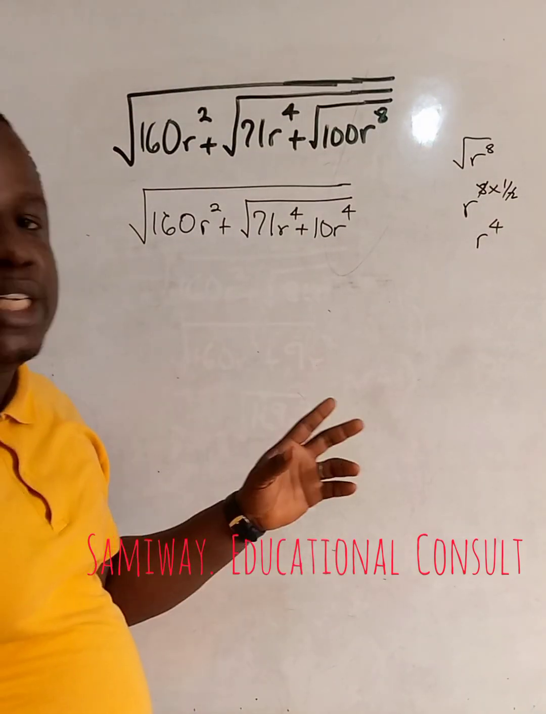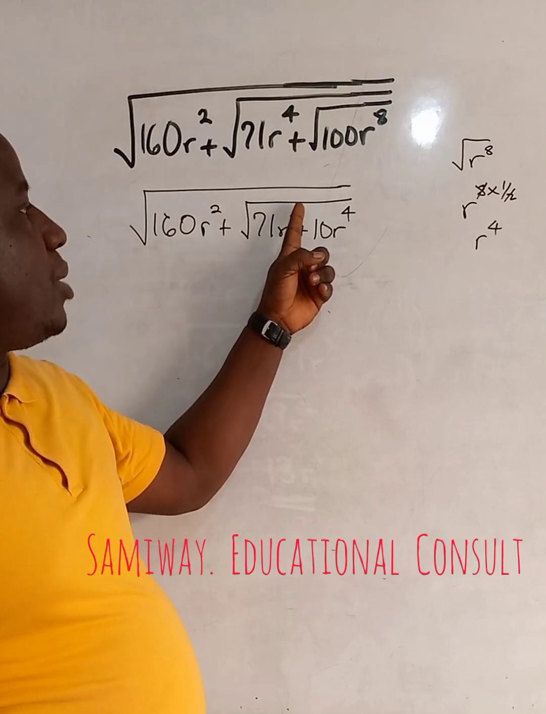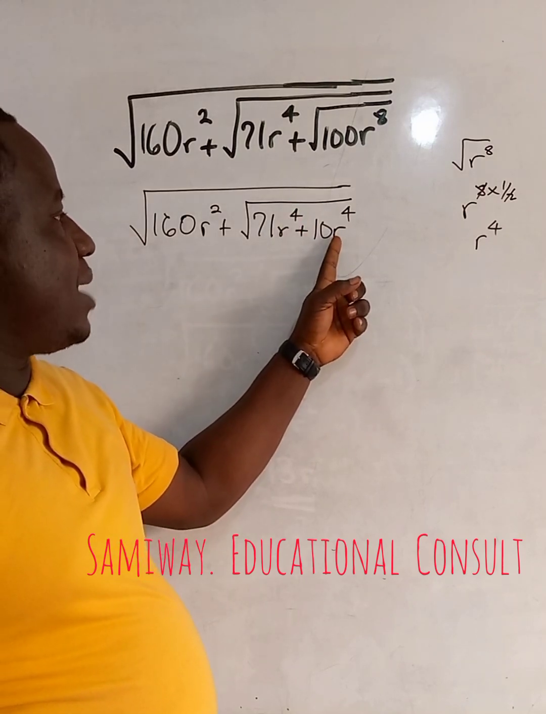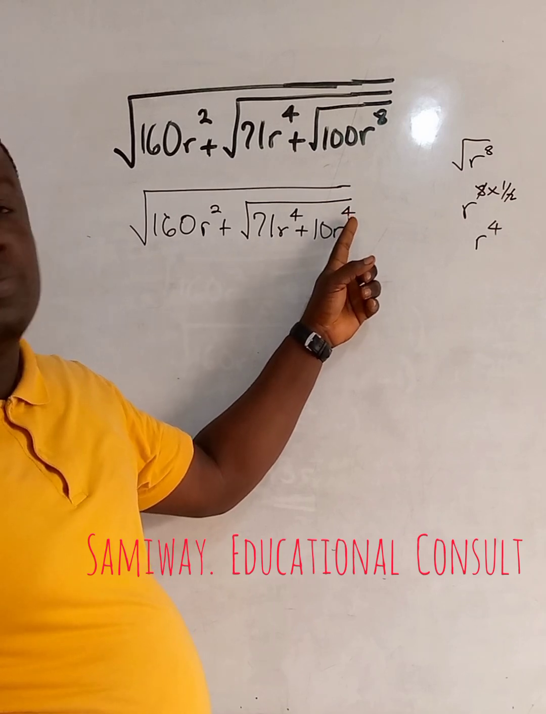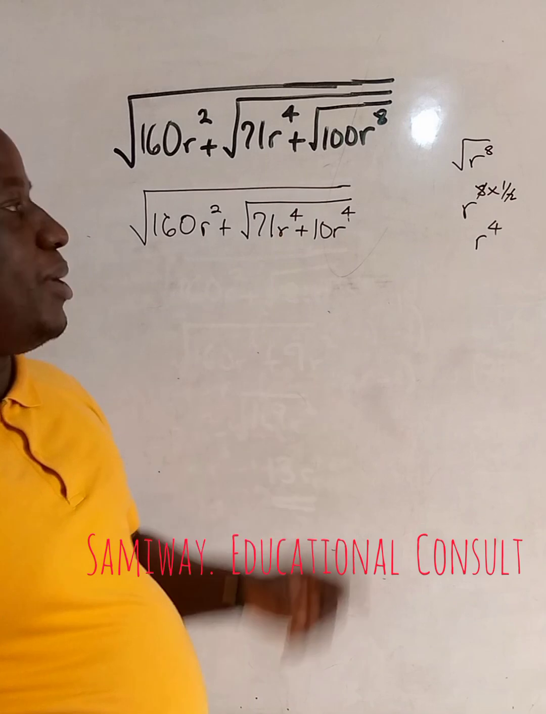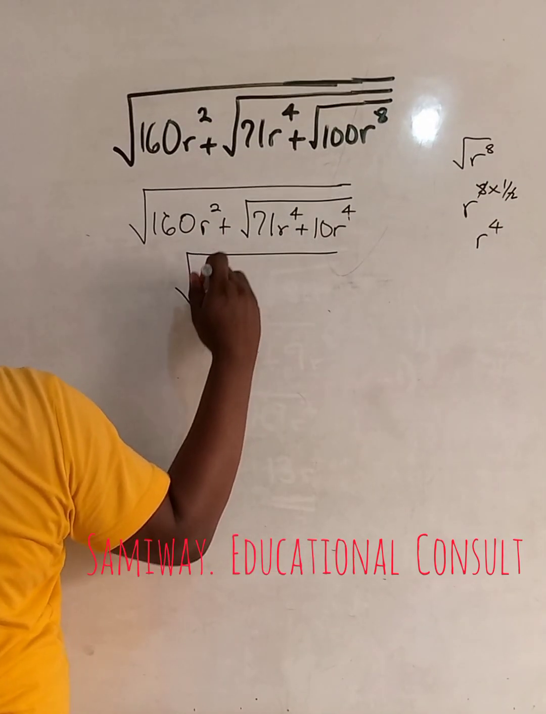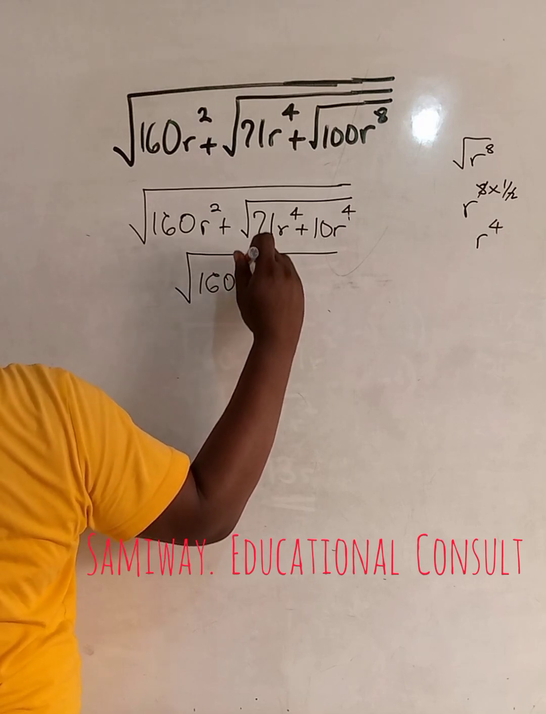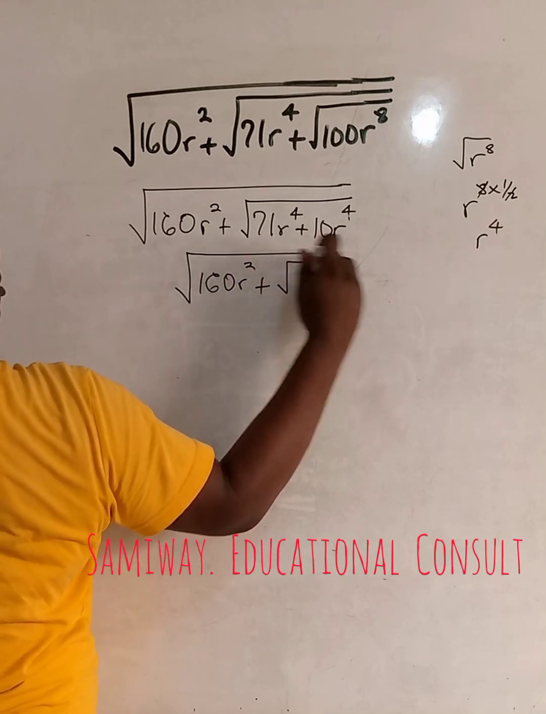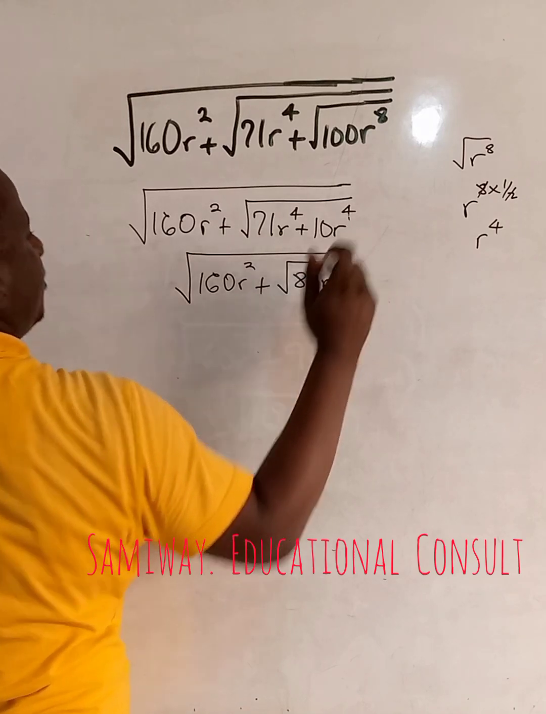Now, look at this. What is the next thing we need to do? If you look at the power of r here, it is r power 4. If you look at the power of r here, it is also power 4. We can simply add the coefficients of r power 4. Then that becomes what? Square root of 160r power 2 plus square root 81r power 4.